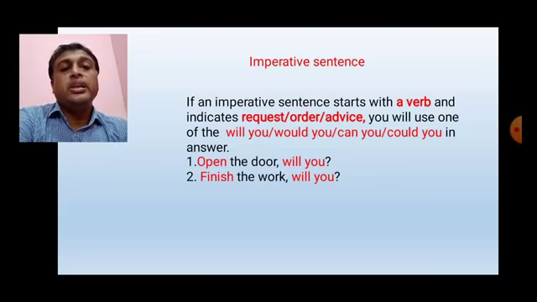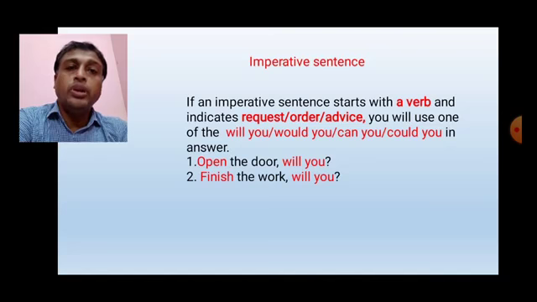Imperative sentence. If an imperative sentence starts with a verb and indicates a request, order, or advice, you will use one of will you, would you, can you, could you in the answer. That means if an imperative sentence starts with a verb, then we can write will you or would you or can you or could you. Look at the first example. Open the door. This is an example of an imperative sentence because this sentence has started with a verb. So the answer may be will you or would you or can you or could you.